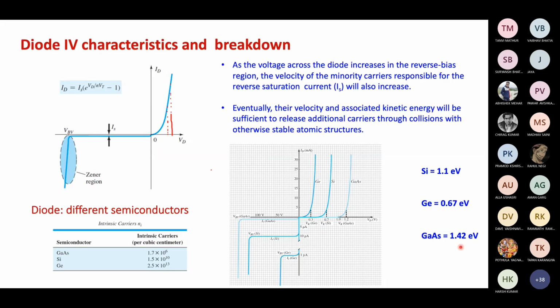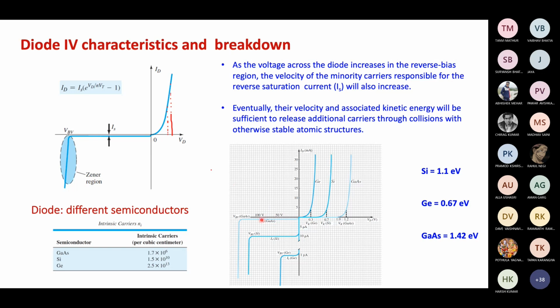Sir, in the IV characteristics of the negative side, is the breakdown we are seeing here Zener breakdown or avalanche breakdown? It is avalanche breakdown actually. For Zener breakdown, generally we need to have specific dimensions, specific geometry of the device.